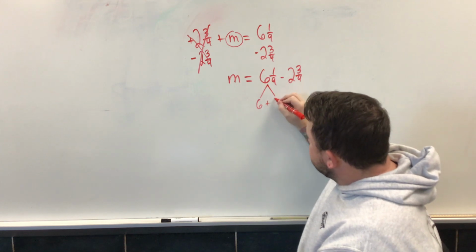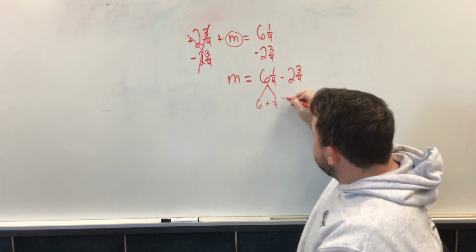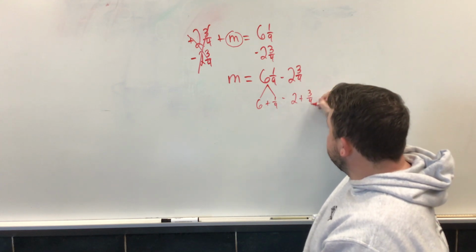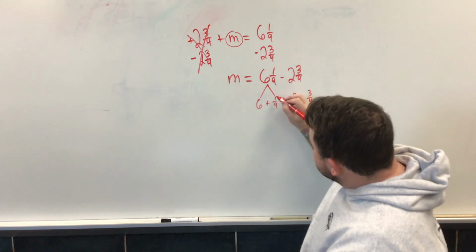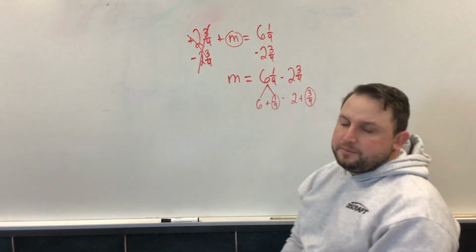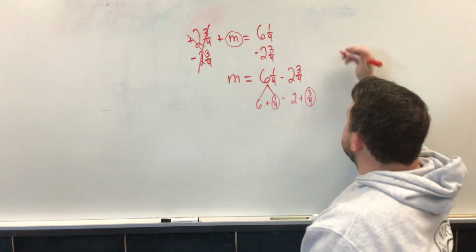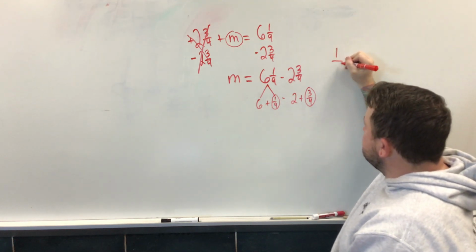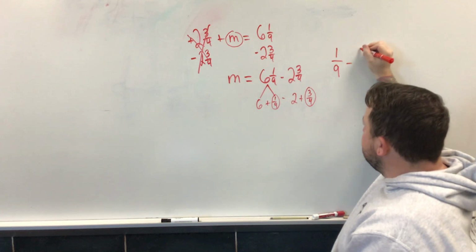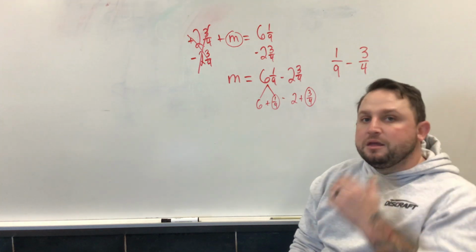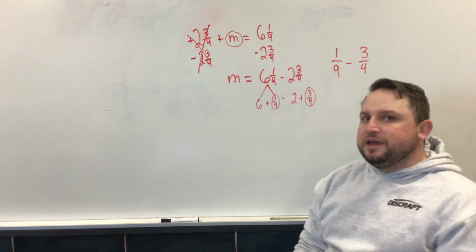So, let's go ahead and split this apart. This is 6 plus 1/9 minus 2 plus 3/4. Let's isolate the things that we know we have to change so that we can actually subtract them. Okay? Over off to the side over here, I'm going to take note that I'm taking 1/9 minus 3/4. Okay? And this is where cross multiplication comes in.